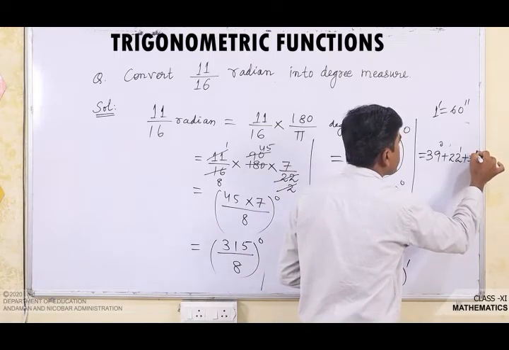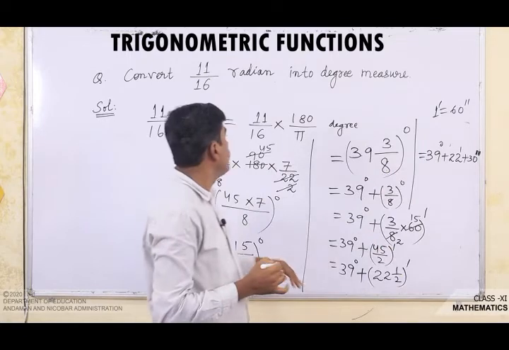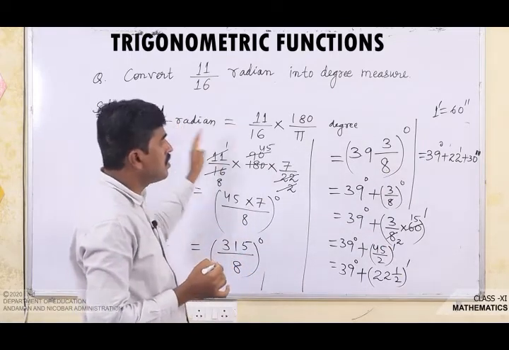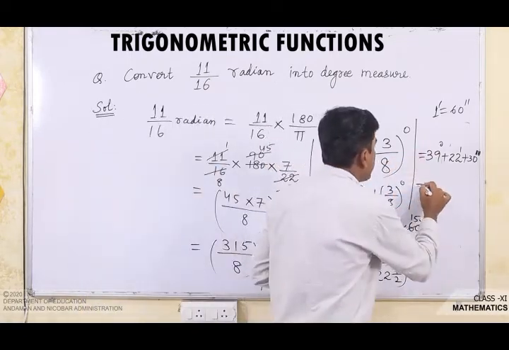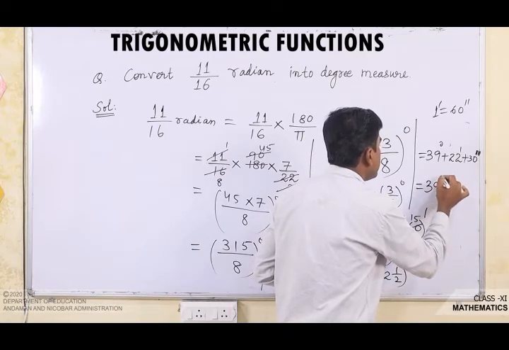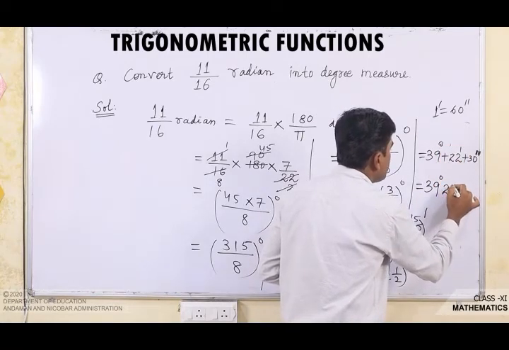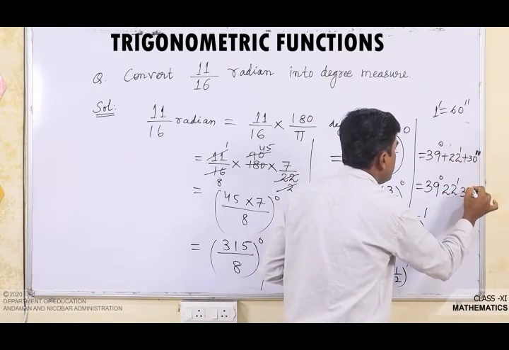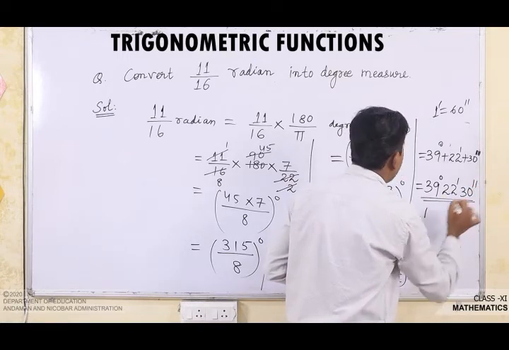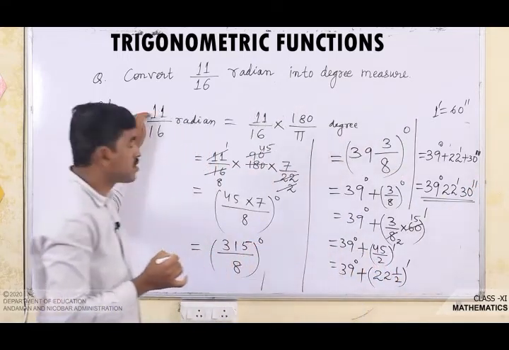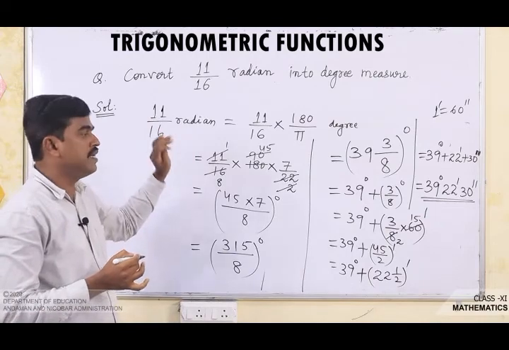So this is the conversion of this radian measure to degree measure, or we can write it as 39 degree, 22 minute and 30 seconds. So this is the angle which is equals to 11 by 16 radian, okay.